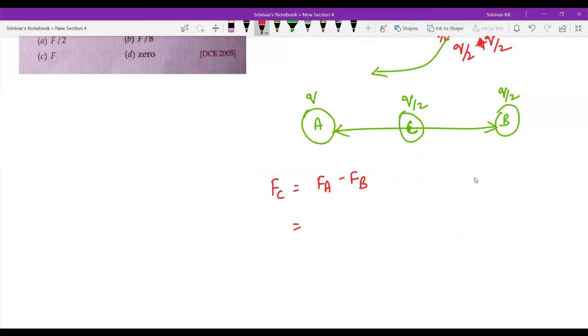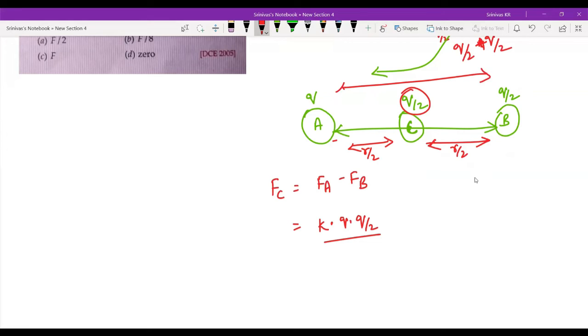So let us substitute what is Fa, that is force. So the charges, first let us write k into Q, and on this q2, q by 2, divided by what is the distance between them, r by 2, because it is half, they have placed it at the midpoint. So this becomes r by 2 because this entire thing is r.